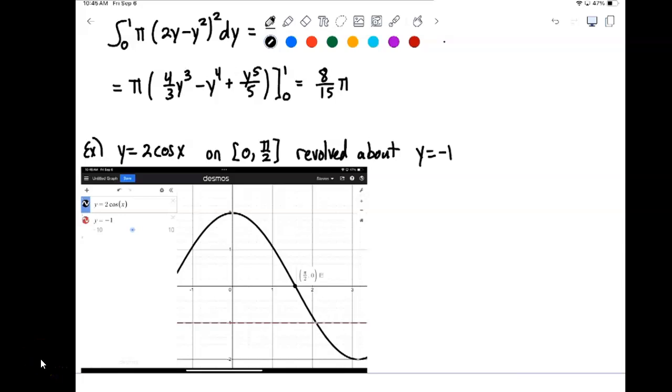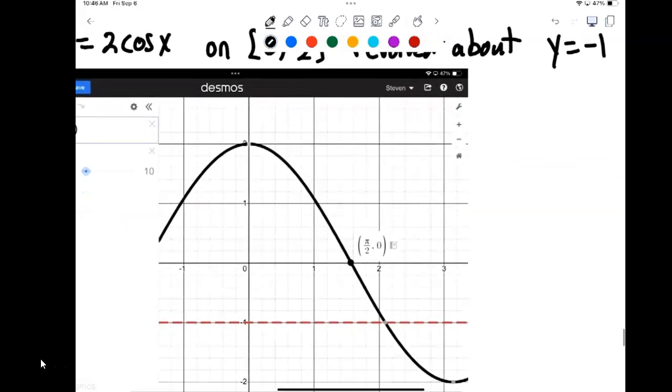All right, welcome back. In this video, we're looking at another situation where we're taking a graph and revolving it about an axis other than the x or y axis. So here we're looking at 2 cosine x, just in the interval 0 to pi over 2, in other words, along the x-axis from 0 to pi over 2. All right, so that's what we're dealing with, that shape there.